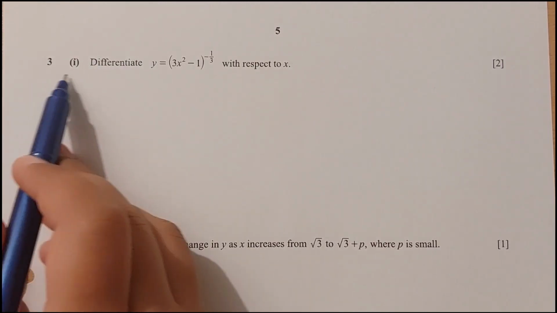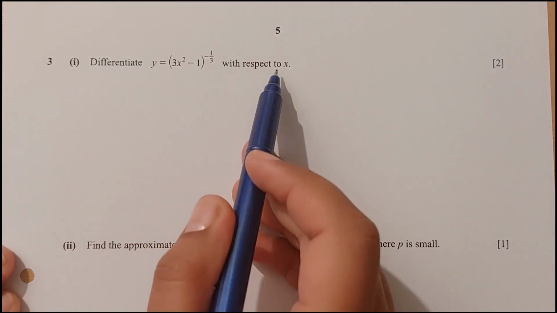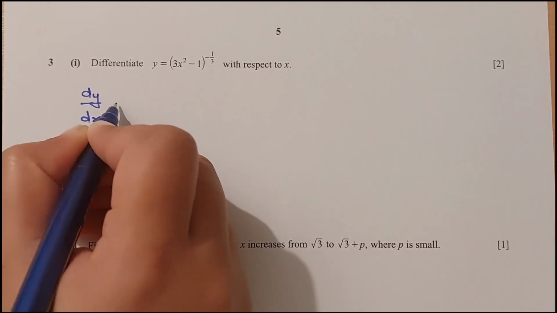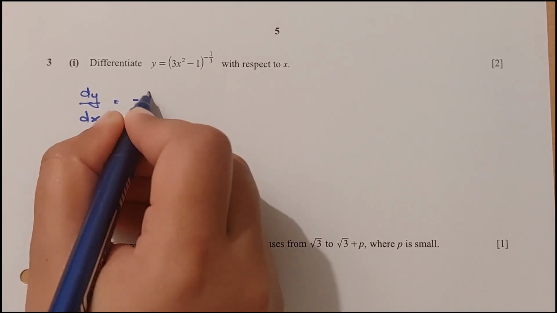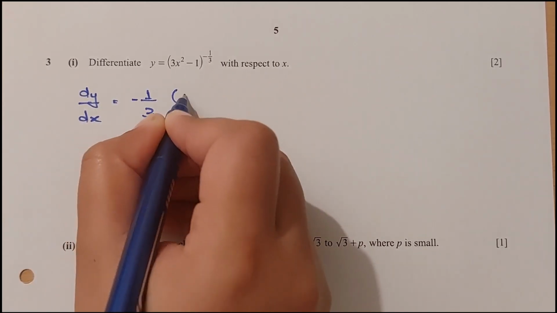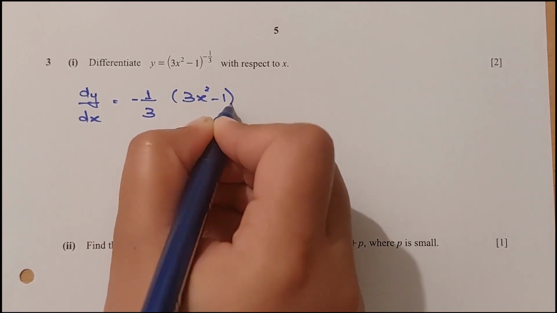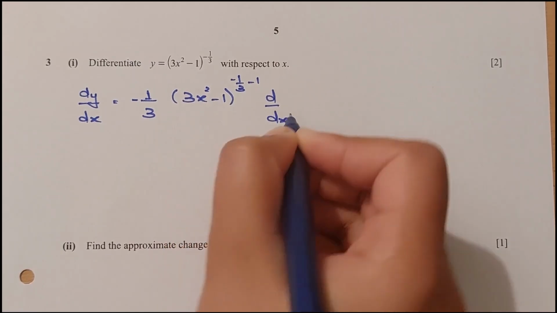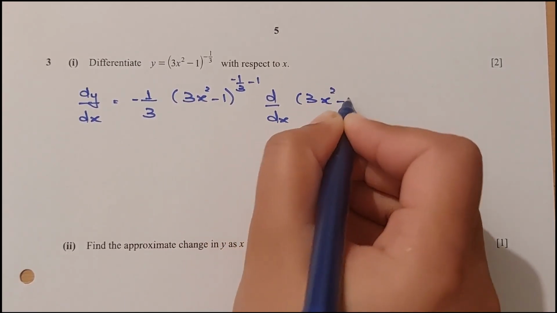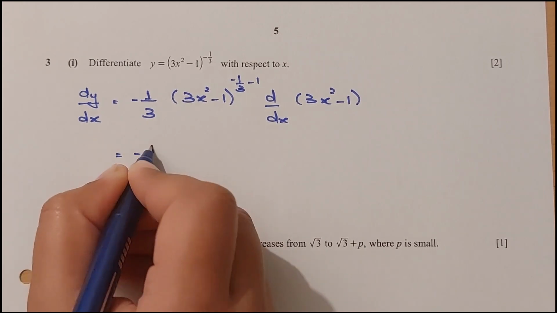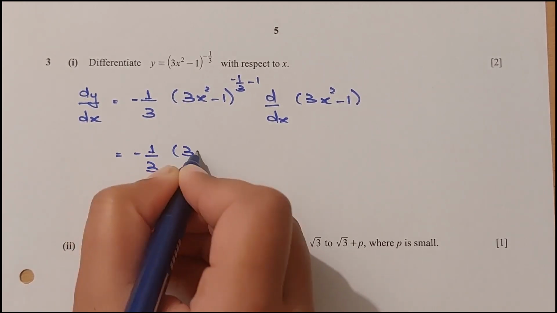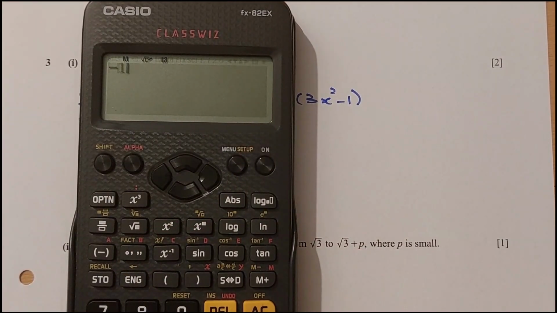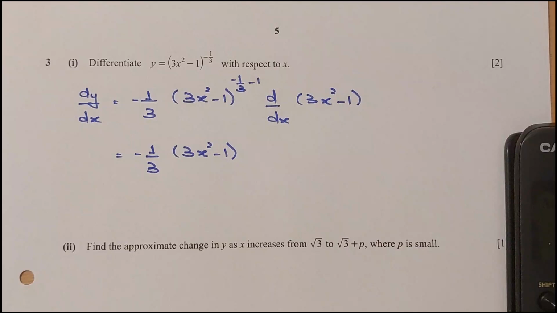Question number 3, part 1, differentiate the function y with respect to x. Okay, so dy over dx, we have to apply the power rule here. So the power is 1 by 3. The base function is 3x square minus 1 and the power minus 1, and the derivative of the base function. This is 3x square minus 1, right? Minus 1 by 3, 3x square minus 1, and its power is minus 1 divided by 3 minus 1, which is minus 4 by 3.